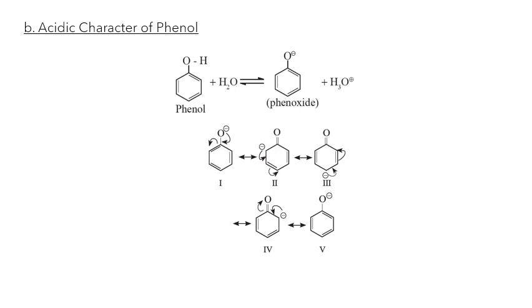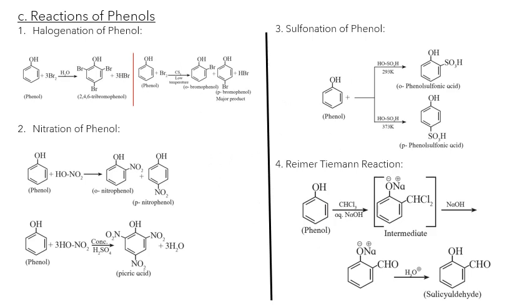The phenoxide ion, the conjugate base of phenol, is resonance stabilized by delocalization of negative charge, and therefore phenol ionizes in aqueous medium to a moderate extent and thereby shows a weak acidic character. Reactions of phenol. Phenol undergoes electrophilic substitution reactions more readily as compared to benzene. The OH group in phenol is ring activating and an ortho-para directing group.